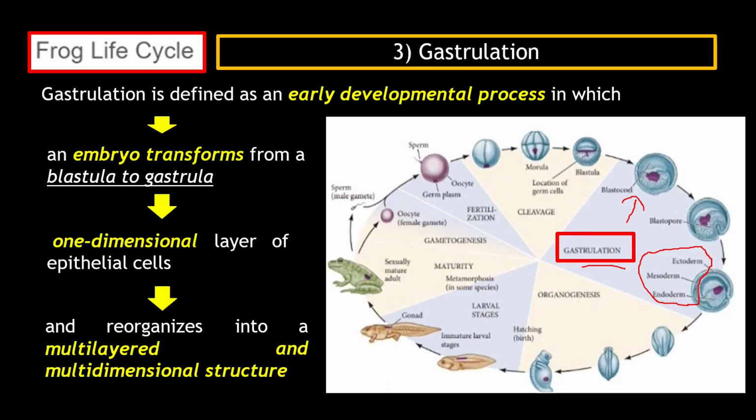Okay, so what I want you to remember is that gastrulation is defined as an early developmental process in which the embryo transforms from a blastula to a gastrula. We start with the blastula, and we're going to end up with the 3 germ layers. The blastula has a one-dimensional layer of epithelial cells, while the 3 germ layers are multilayered, multidimensional structures. At the end of gastrulation, we still do not have organs. We just start forming the tissues.